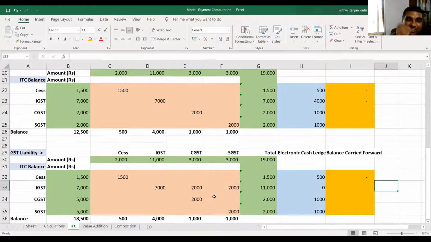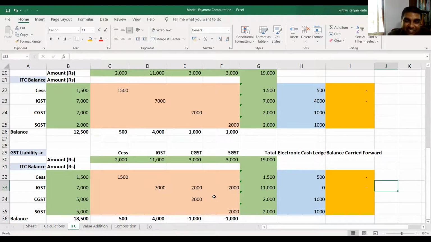You are saying CGST credit cannot be utilized for IGST. Yes, sir. No, no, CGST credit can be utilized for IGST. SGST credit can also be utilized for IGST. Okay, sir. But the only thing is that, as I told you, there are some other issues. Anybody who can point it out?